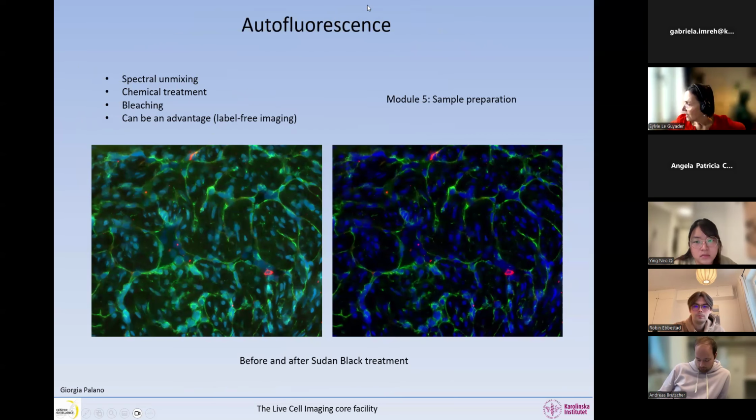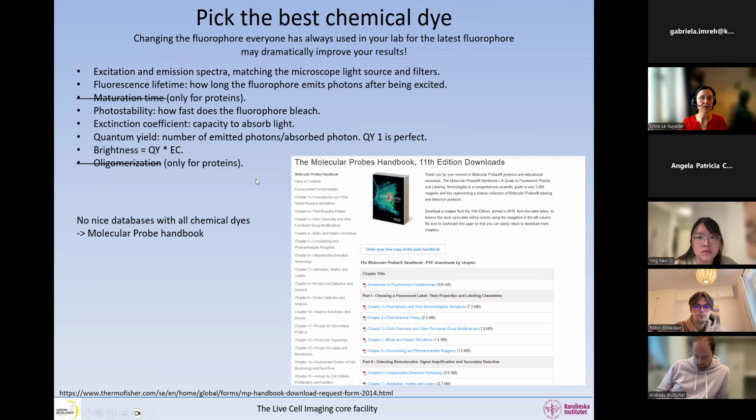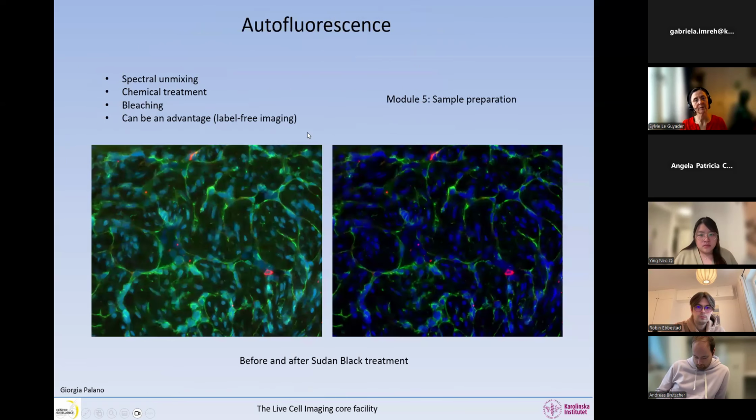So now we have seen fluorescent proteins and fluorescent dyes. And for dyes, I really encourage you to write to the company. If you have a dye and you think it's not super optimal, and you would like to know if there's something brighter, write to the company that sells it and ask, do you have anything brighter than this? And they will tell you.